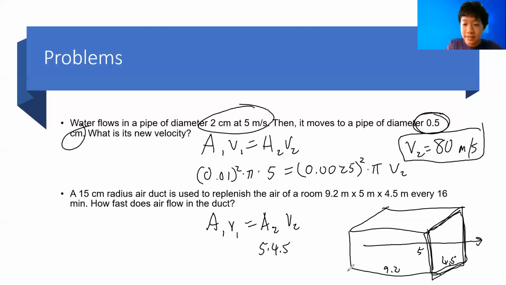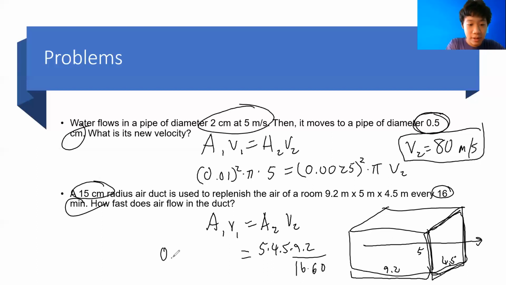And the velocity is the distance traveled by the air per amount of time. So it's going to be 9.2 divided by the amount of time it takes, which is 16 minutes. So to turn that into seconds, we get 16 times 60. Okay, so now we deal with the other side.